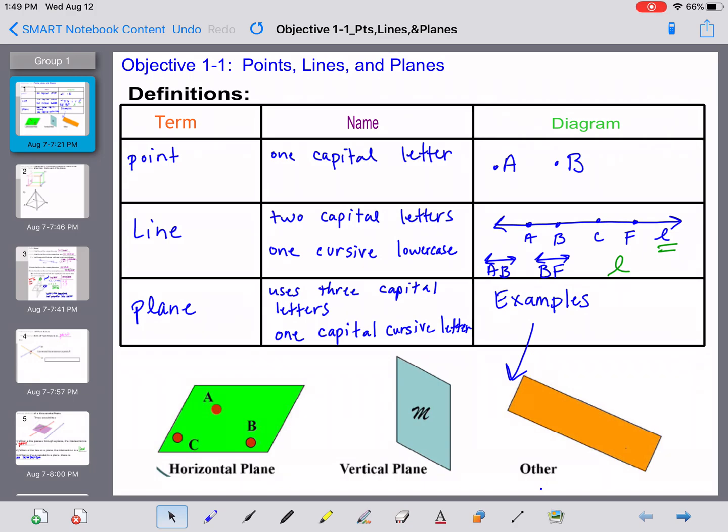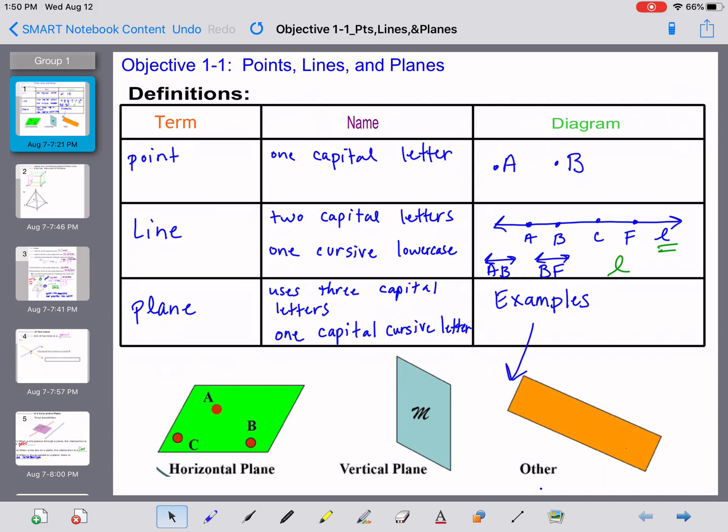And then over here on the right hand side of the diagram, you can see what it looks like when you're trying to draw a point. We have a point A and we have a point B in that example. The next term is line. And if we want to name a line, you would use two capital letters, or you would use one cursive lowercase letter. Now you're going to see some cursive in geometry, and I know that most of you probably don't know how to write in cursive and probably don't know how to read in cursive. So just do your best. If you're in class and you need to ask for clarification what that letter is, then just ask us, okay?